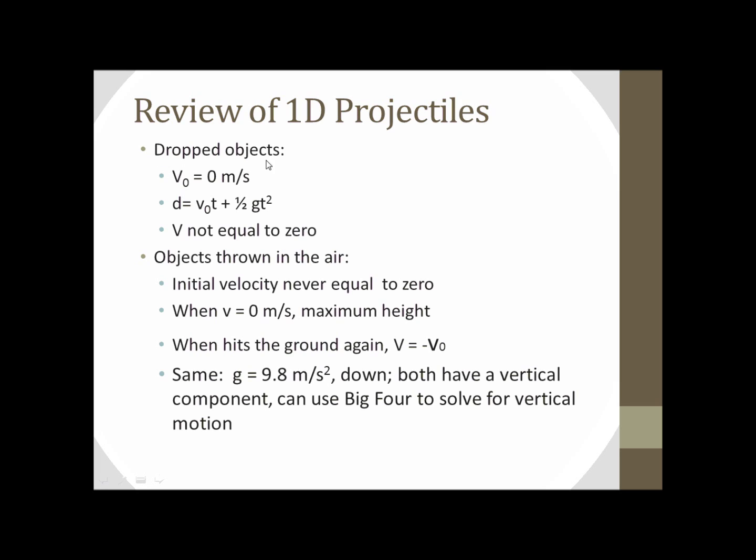So first, dropped objects. When you drop an object, the initial velocity is 0 because you're not giving it any sort of force to get it going. So it's just going to start at 0. If you were looking for the distance that it was falling or anything like that, you would use this equation. This will be your best friend equation in this unit, trust me. So d equals v naught t plus 1/2 gt squared.